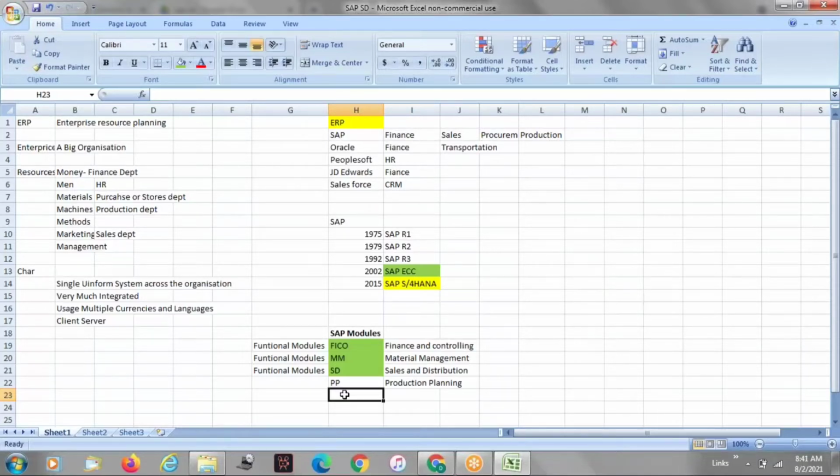Then apart from this, we have something called QM, quality management. If you don't have any quality checks that are required, then maybe you don't need this module. Then you have PM, plant maintenance.